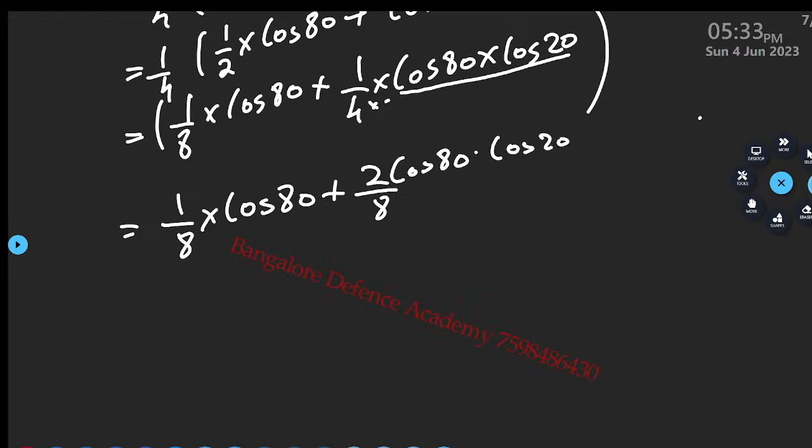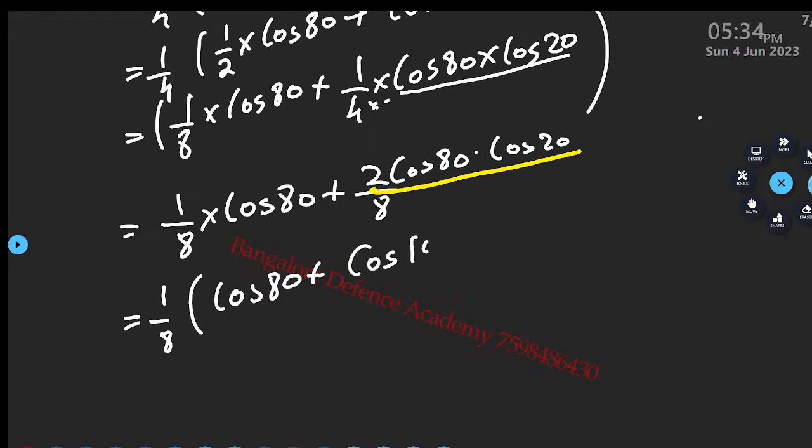1 by 8 is common, not 8. What is common? 1 by 8. So what I take here? 1 by 8 common. Cos 80 as it is. Now if you solve this, cos 80 plus cos 20, what you get? Cos 100 plus cos 60. Yes or no? Okay, cos 100 plus cos 60.